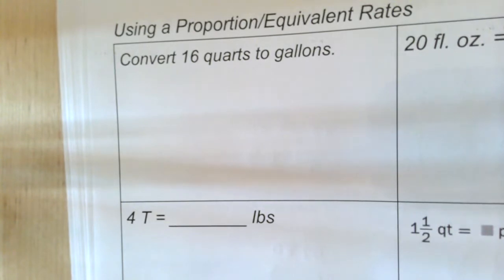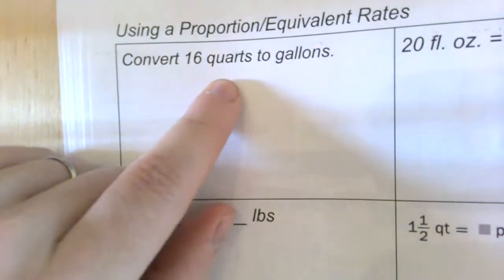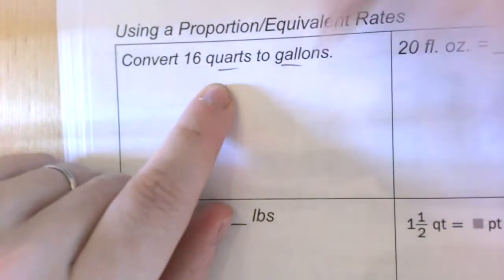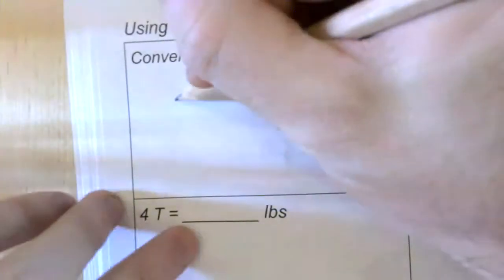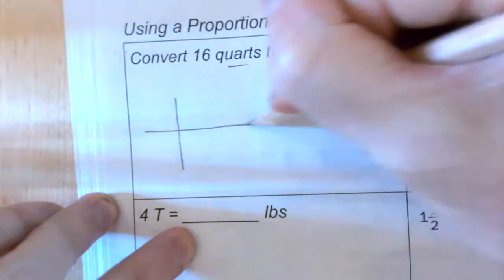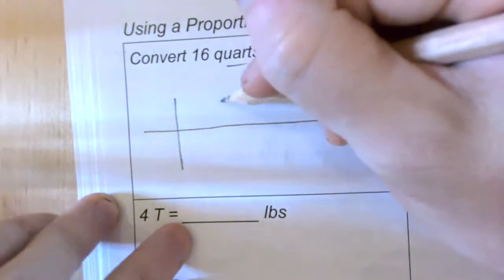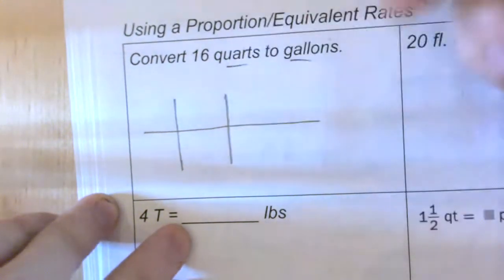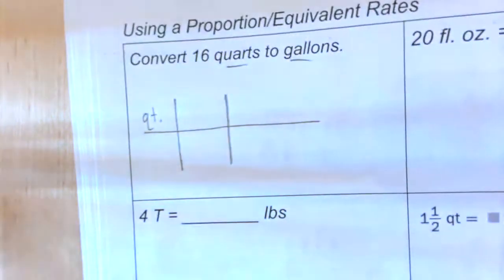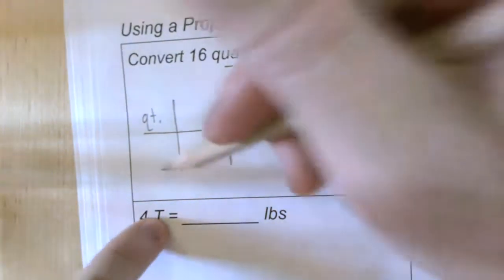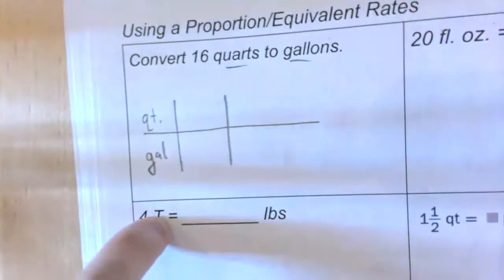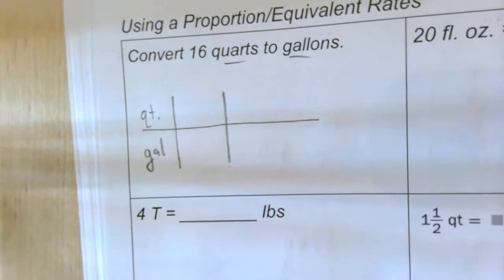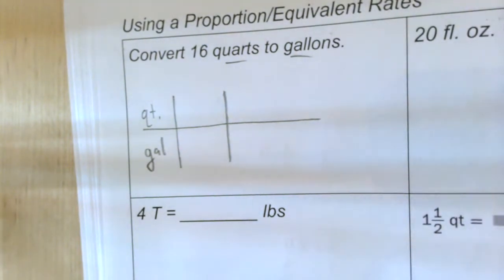All right, let's kick it right off here with converting 16 quarts to a number of gallons. We're going to start off as usual with our ratio table, and we're going to label that ratio table with quarts, QT, and gallons. After we label our ratio table, we're going to look at our chart.